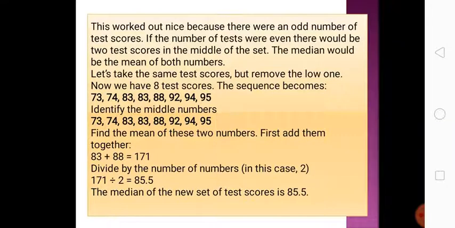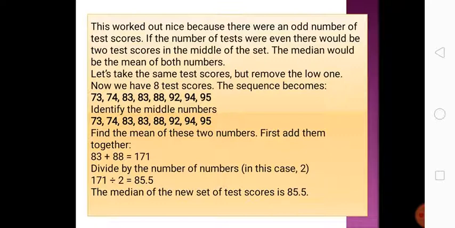This worked out nicely because there were an odd number of test scores. If the number of tests were even, there would be 2 test scores in the middle of the set. The median would be the mean of both numbers. Let's take the same test scores but remove the lowest one, so that now we have 8 test scores. The sequence becomes 73, 74, 83, 83, 88, 92, 94 and 95.